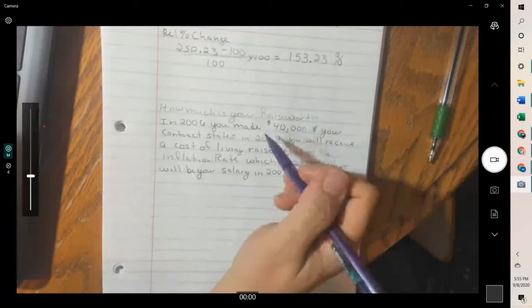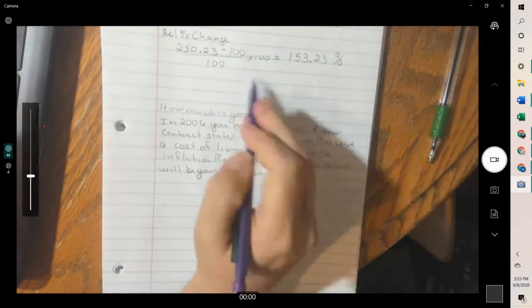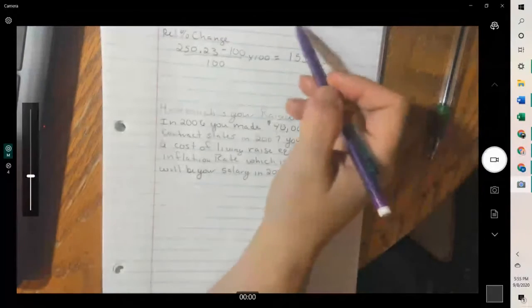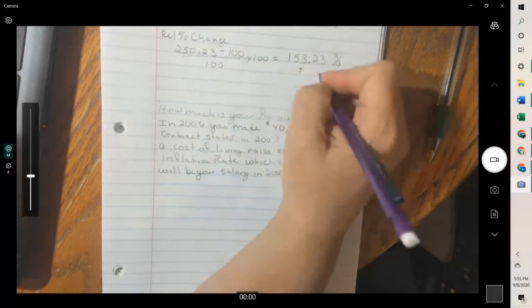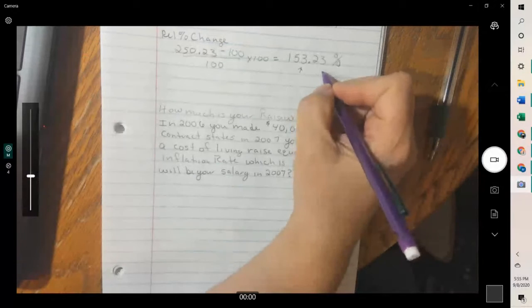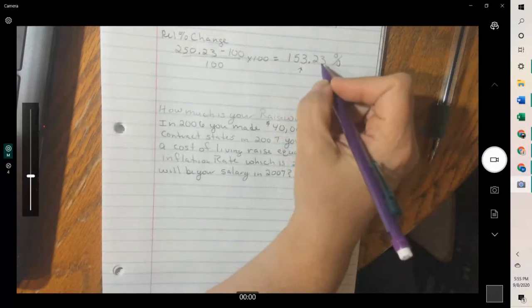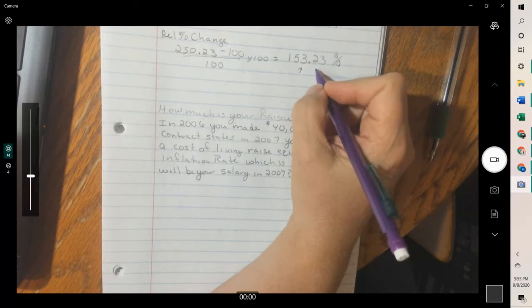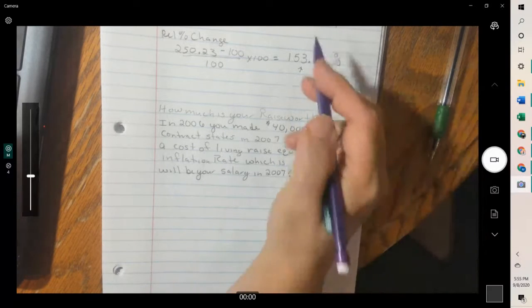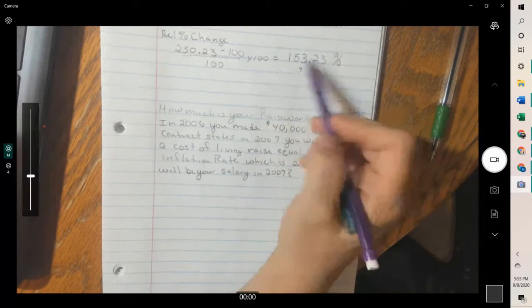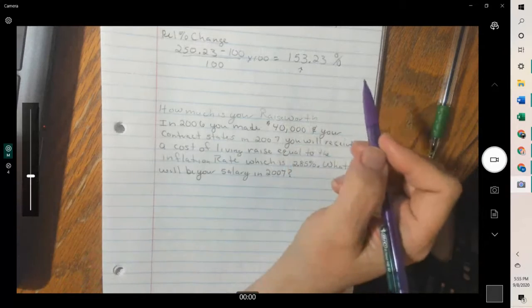The other one, I think that's all we have to do. So this is the inflation rate. Sometimes it is more than 100%, even though it seems weird that you're putting a percent higher than 100. It does happen. We had another one in the last section too that went up, I think, 200 and some percent.